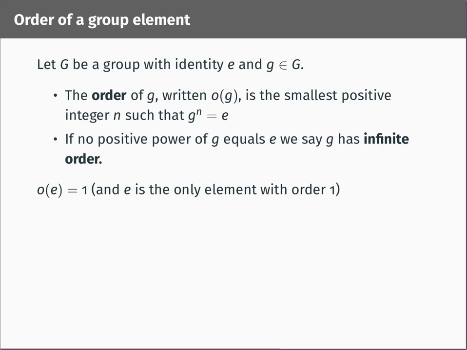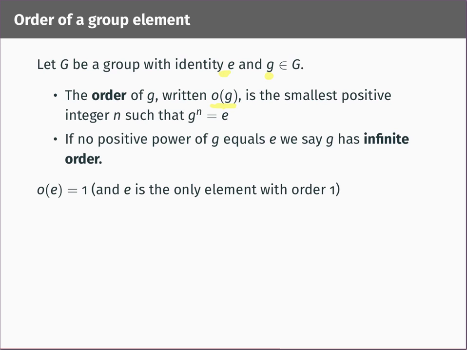Again, we're going to directly generalize the definition of order which we gave for permutations. So if you take a group G, which has identity element e, and you take an element lowercase g in G, then the order of g is defined to be the smallest positive integer n such that g to the n is equal to the identity.